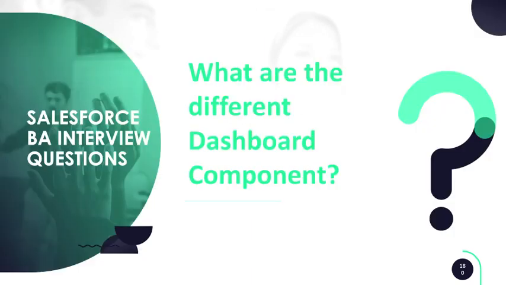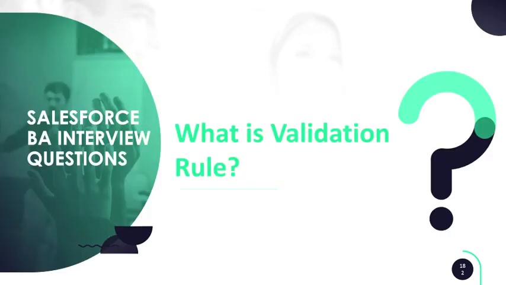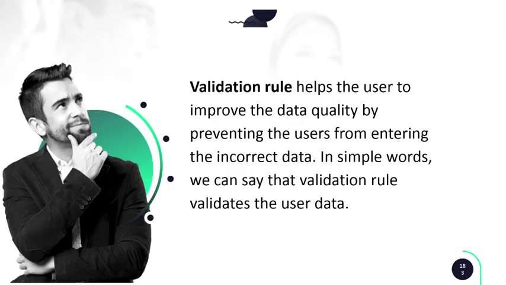Number 32. What are the different dashboard components? Scatter chart, line chart, funnel chart, vertical bar chart, donut chart, horizontal bar chart, pie chart, gauge, metric, table, Visualforce pages. Number 33. What are validation rules? A validation rule helps the user to improve the data quality by preventing users from entering incorrect data. In simple words, we can say that a validation rule validates the user data.